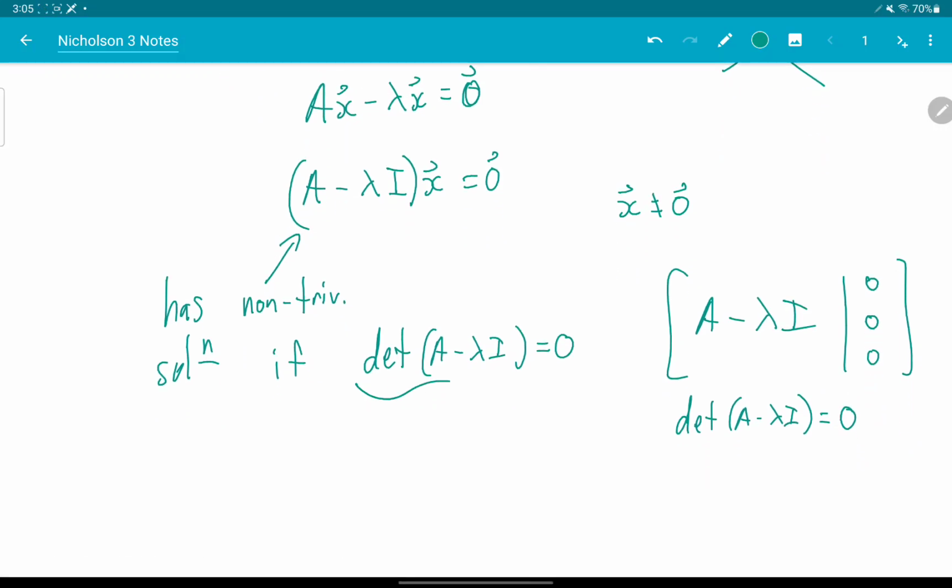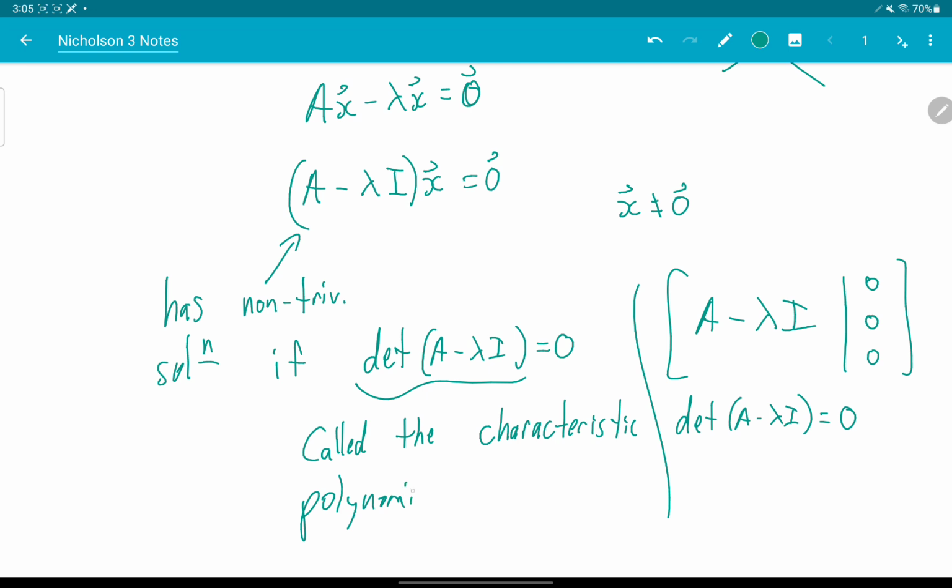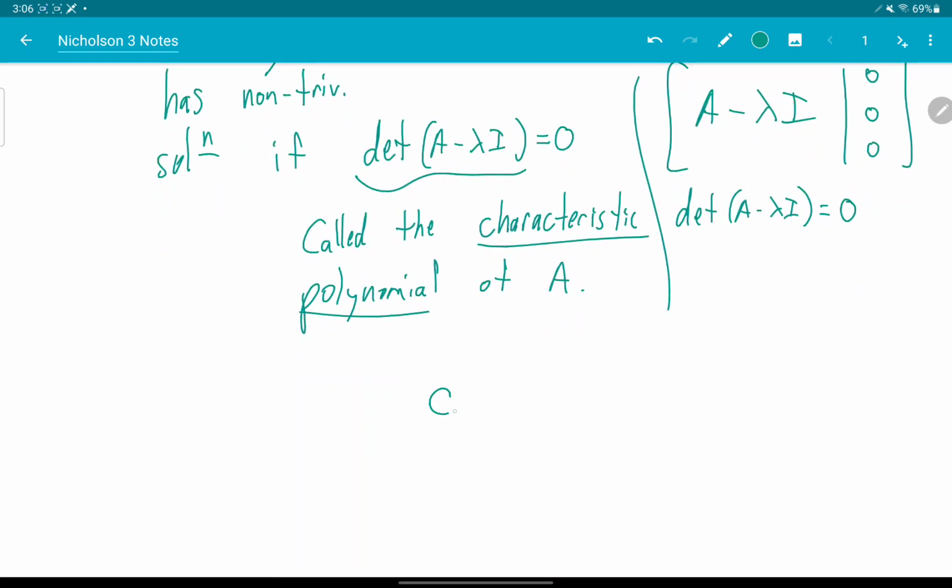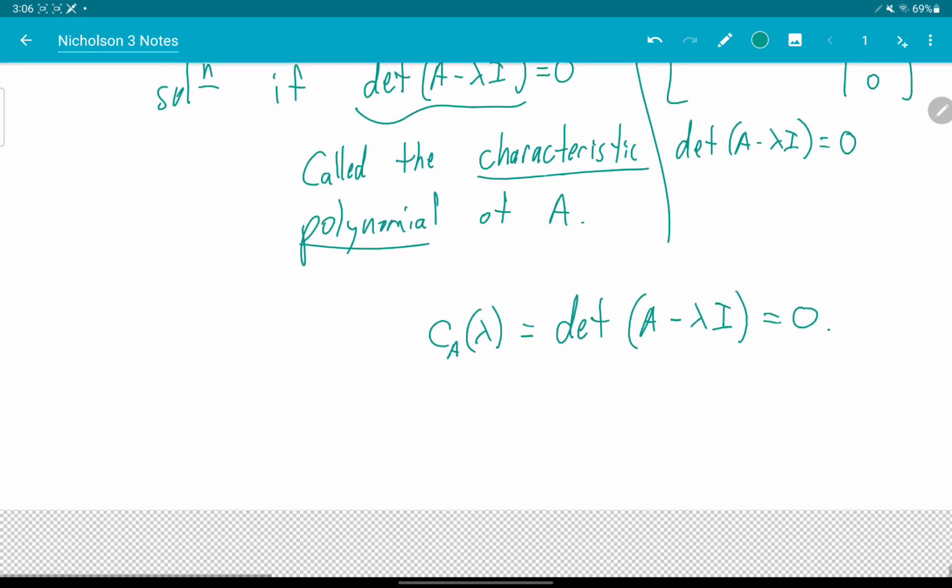Now this is called the characteristic polynomial of A. And sometimes you write it as C subscript A. The variable is lambda, and it is the determinant of A minus lambda I. Okay, so to find an eigenvalue, we will take this characteristic polynomial and we'll set it equal to 0, and then we'll solve for lambda. Okay, let's see how that works out.